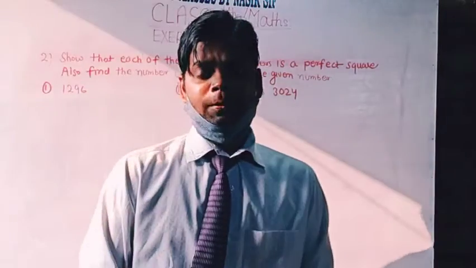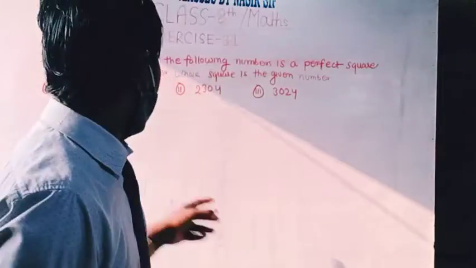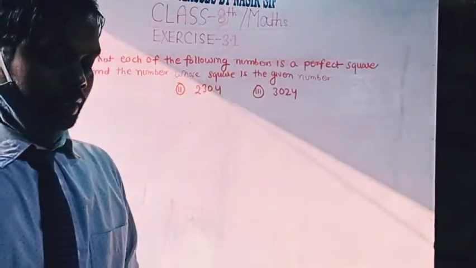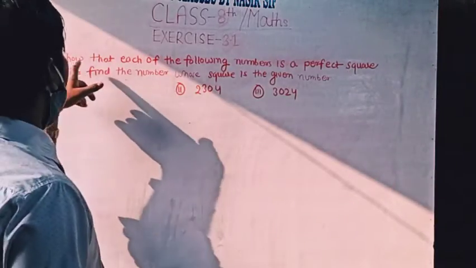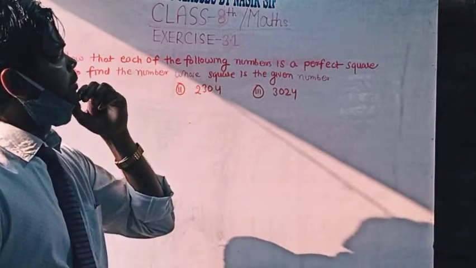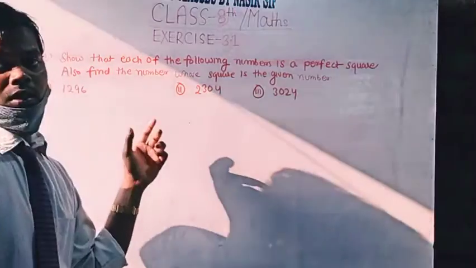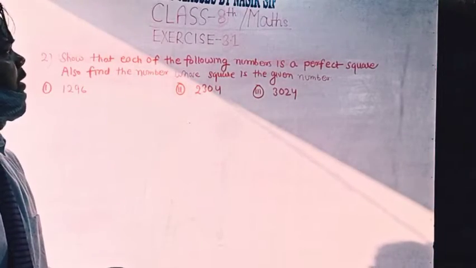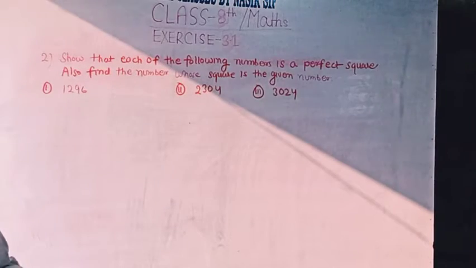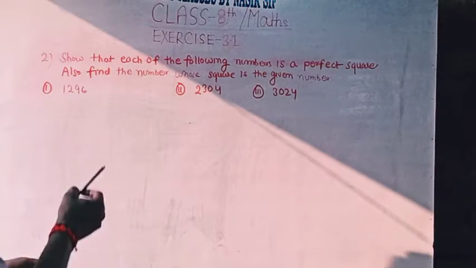Now move to question number 2. In this question it has been said to show that each of the following numbers is a perfect square. Also find the number whose square is the given number.